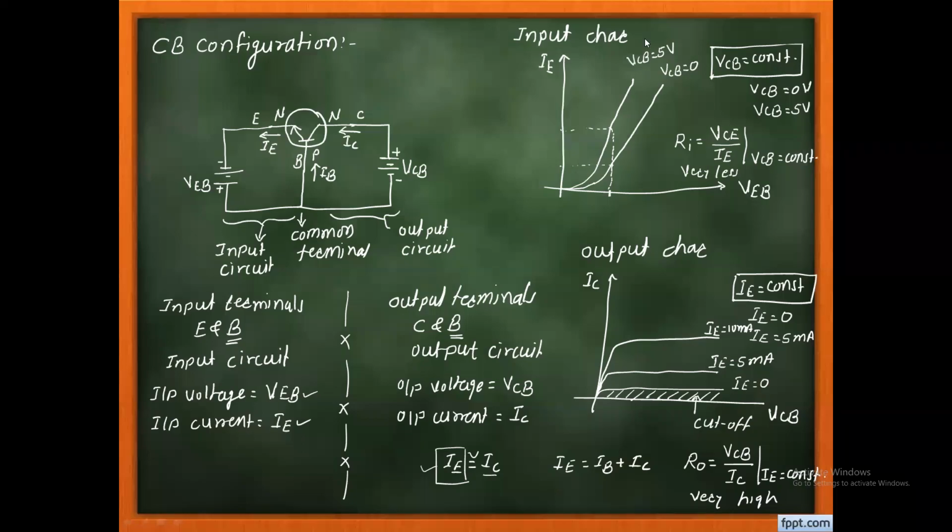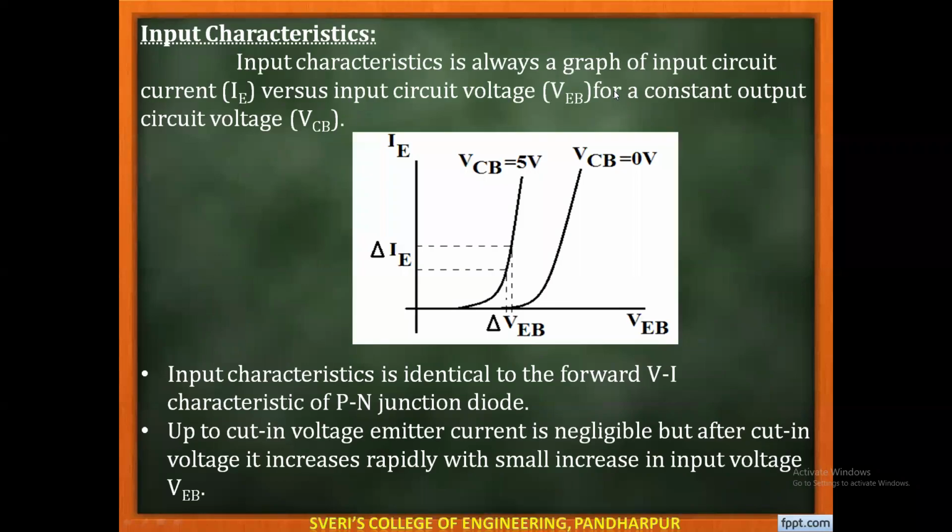Okay, so in the previous session, we discussed the common base configuration and its input and output characteristics. From those characteristics, our conclusion is that the common base configuration gives a very low input resistance and a very high output resistance. And then we discussed the current amplification factor also.